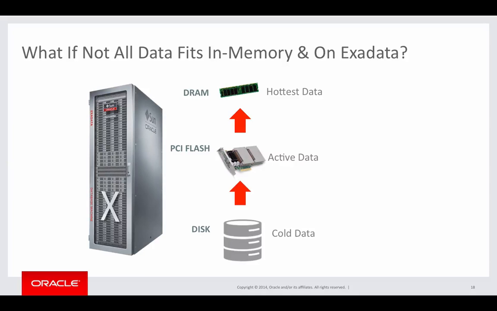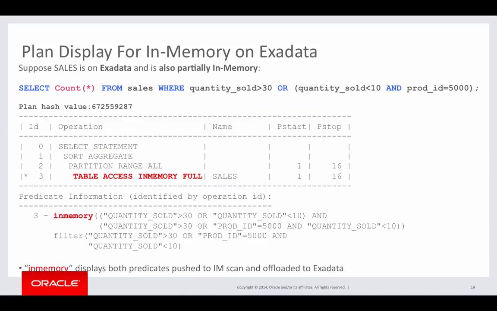Will I see in memory in the execution plan in that keyword, or will I see storage? Well, if we look at the execution plan for our query, where some of the sales table has been populated in memory, but the rest of it is out on disk on an Exadata environment, what we'll actually see is that the execution plan will show the keyword in memory rather than in memory/storage or whatever you thought it might show.